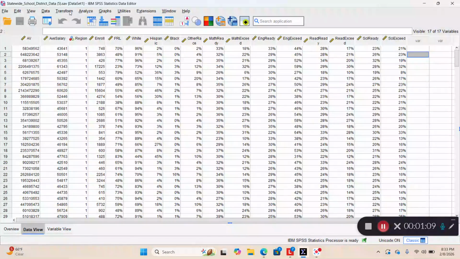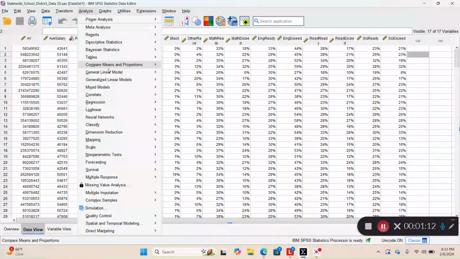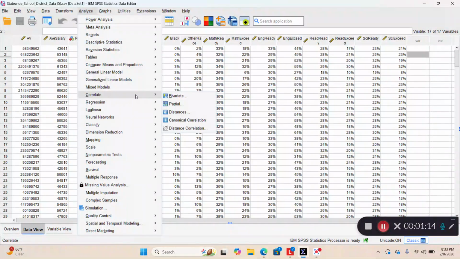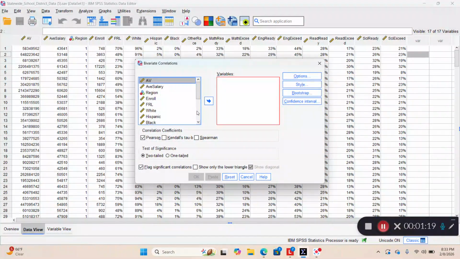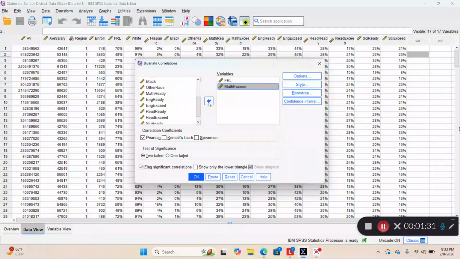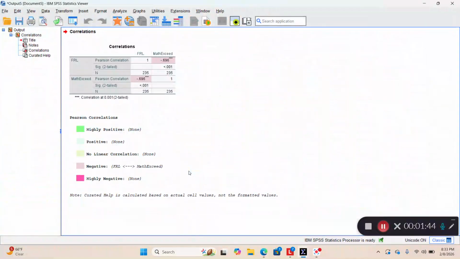Okay, so we need to go to Analyze, Correlate, Bivariate, and we'll click on that. From here, we need to make sure those two are the variables we use. So free and reduced lunch, and then we're going to find math exceeds. Click on that. Then we want the Pearson test checked and the two-tailed test checked. And then we're going to see what that comes up with.